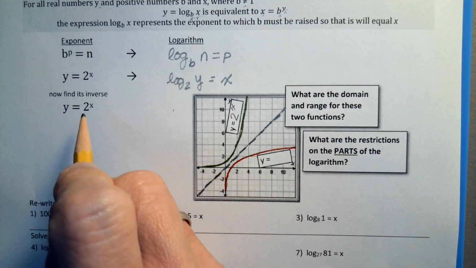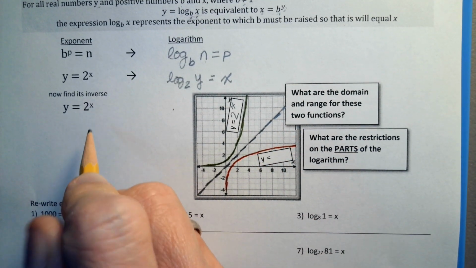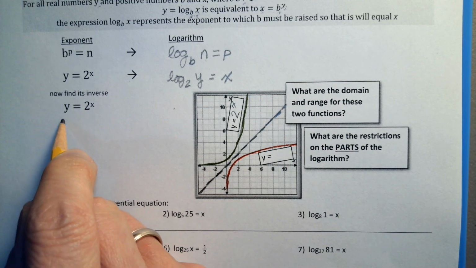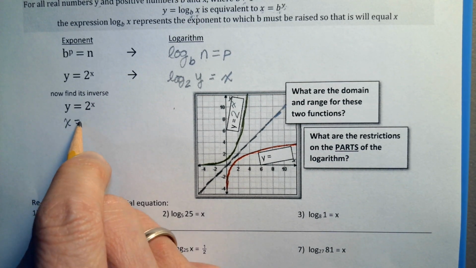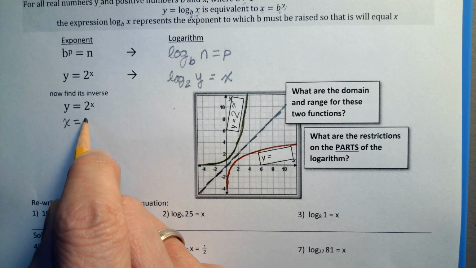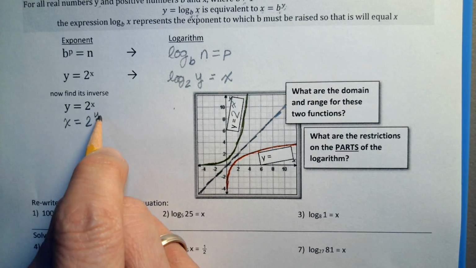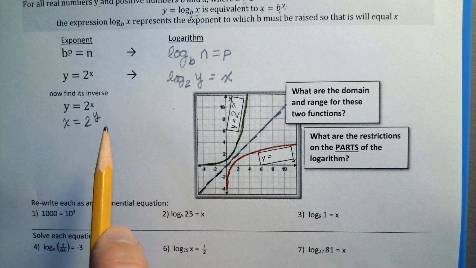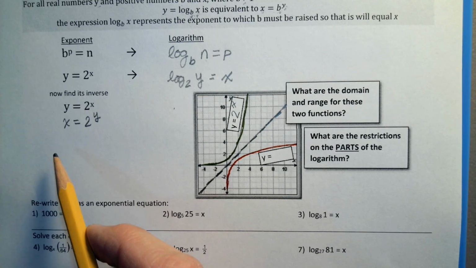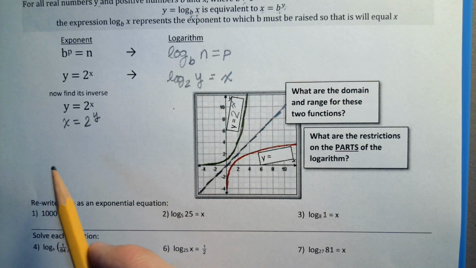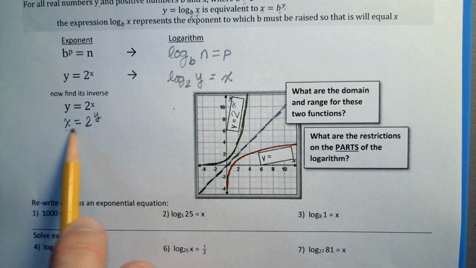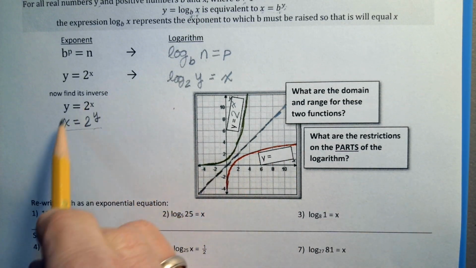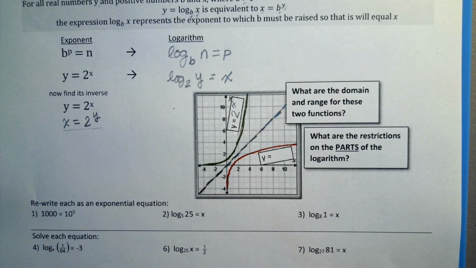All right, so let's find the inverse. We talked about how to find inverses. Remember, the first thing we do is we flip the x with the y. So x is equal to 2 to the y. Now we want to solve this for y. Now the problem is that y is up in the exponent. We can't get that y out of the exponent. We don't have any way of doing that, except we might be able to convert this thing to a logarithm.